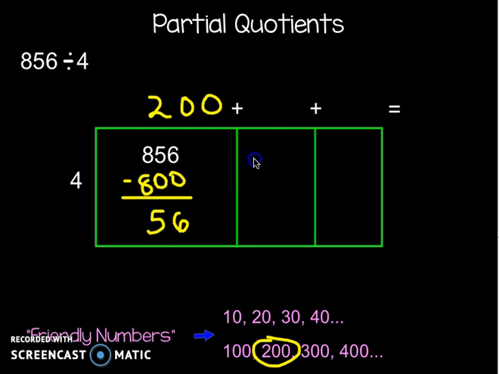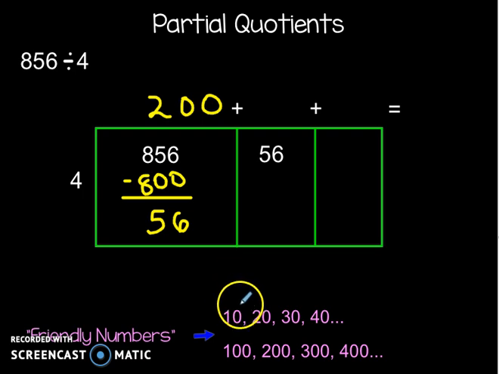I've got 56 left over. And I want to keep pulling groups of 4 out of 56. Well, I start to look again at my friendly numbers. I'm thinking, 4 times what gets me really close to 56? Because whatever that is, then I'm going to pull it out of there and see what I have left over and keep pulling groups of 4.